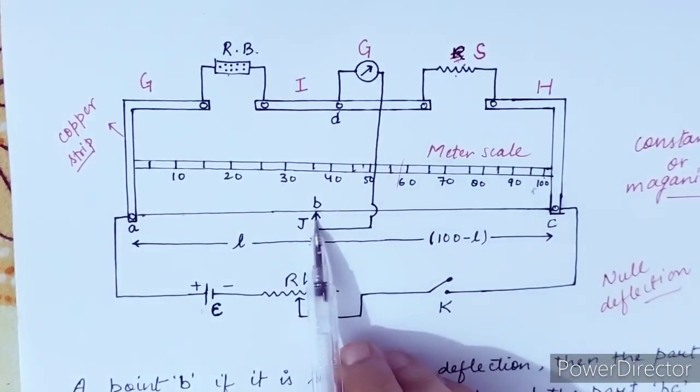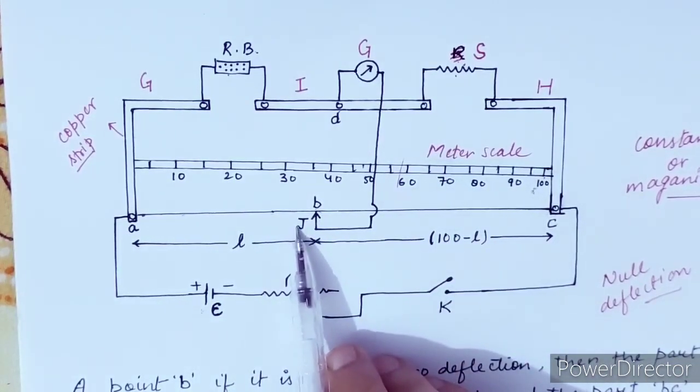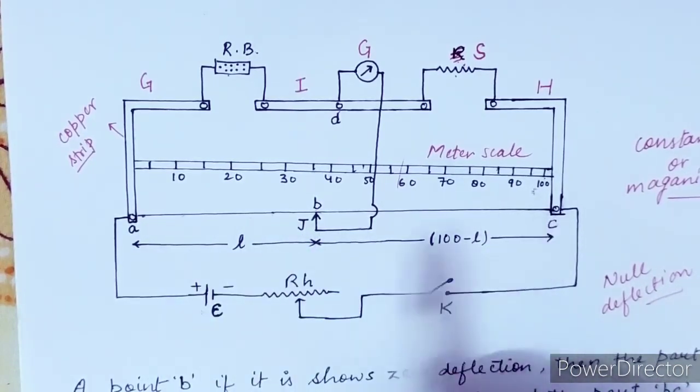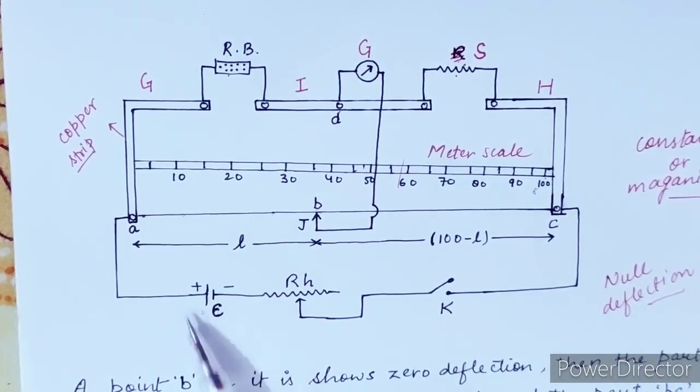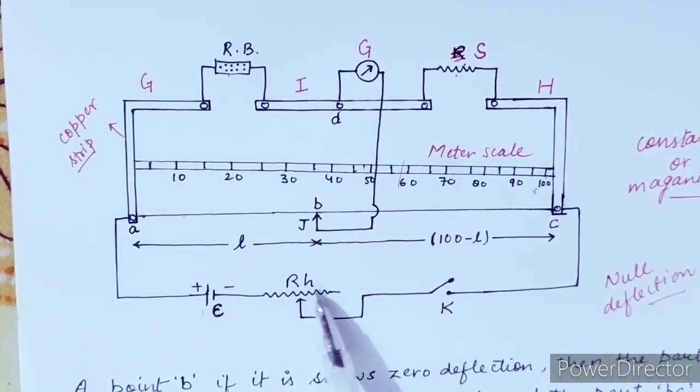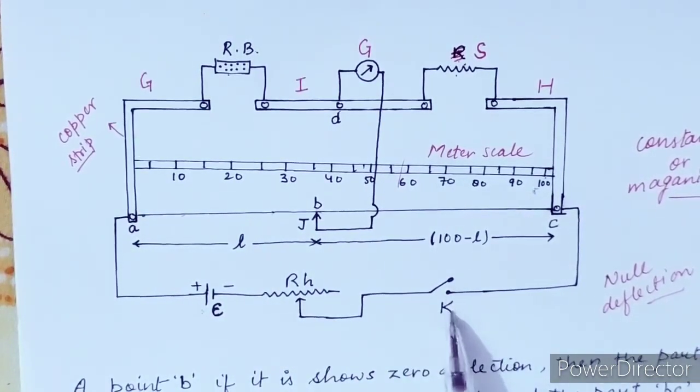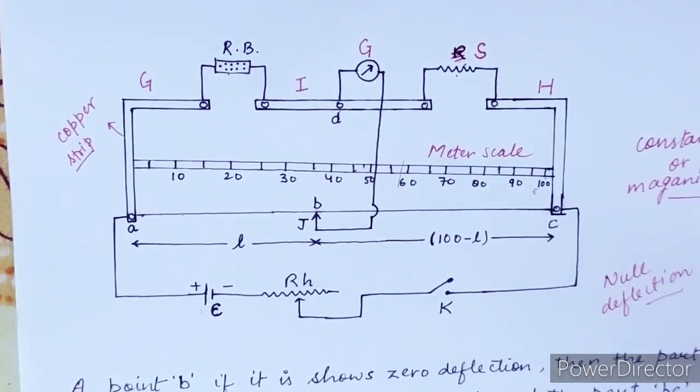Now this is the jockey J. Here the wire through A and C we have connected. This is your primary circuit: a Leclanche cell of EMF E, a rheostat H, a variable resistance, and a key K connected. This is your entire construction.